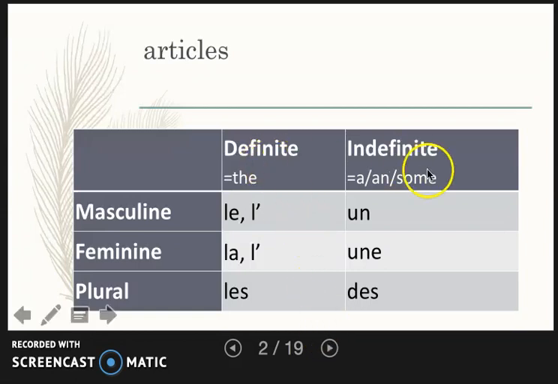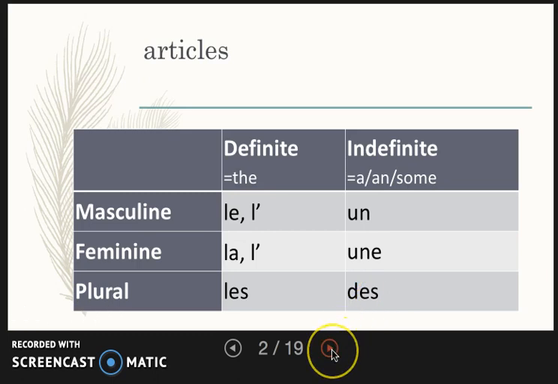Articles can be definite or indefinite, meaning the, a, or some. Listen closely for pronunciation. So the masculine definite article could be le, or l' if the next word starts with a vowel. La, l', or les. Notice there's that A sound with this. And that's plural. Indefinite articles could be un, une, or des. Go back and repeat this if you would like practice.